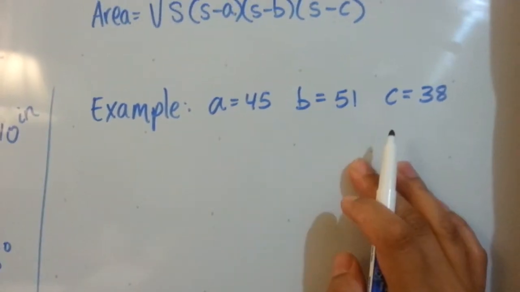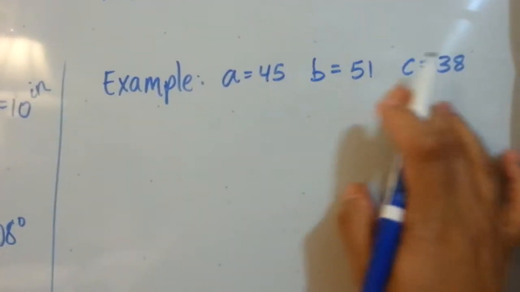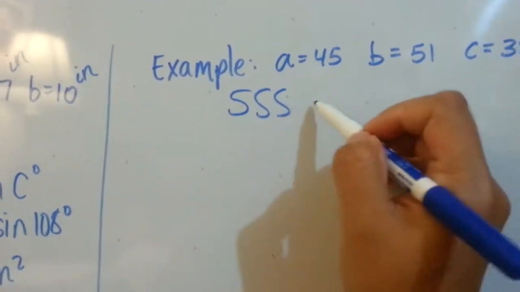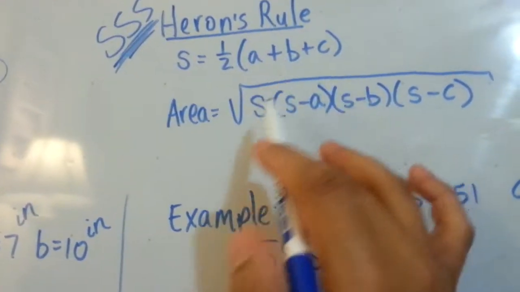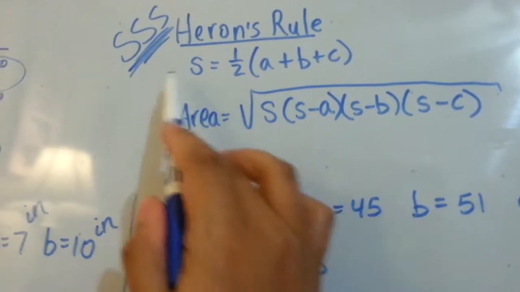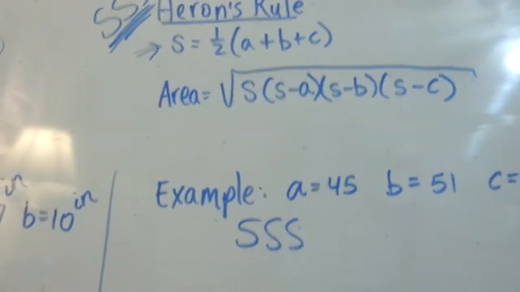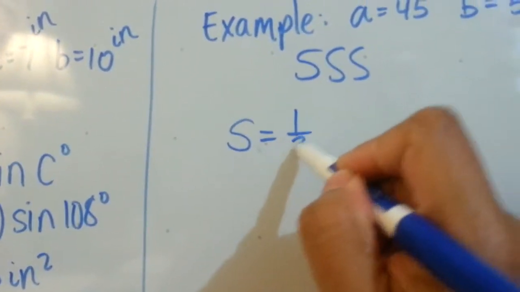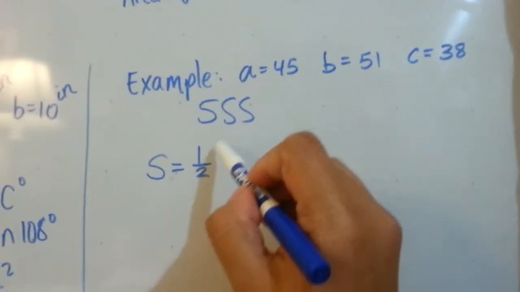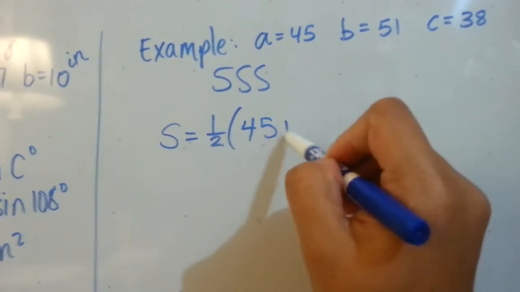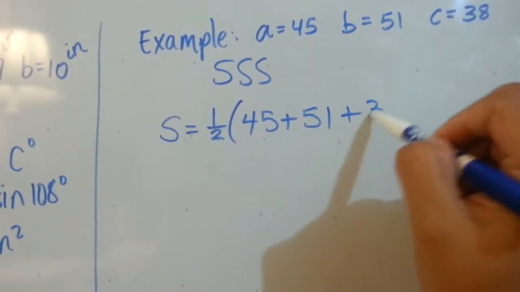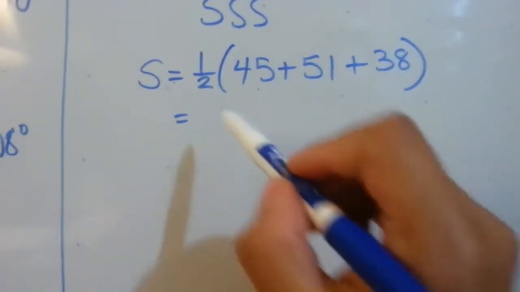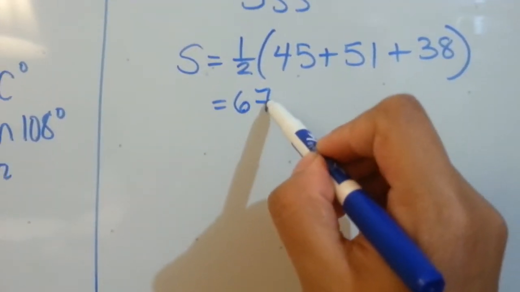Alright, this is an example of using Heron's Rule because they want the area and they've given you three sides. So this is an SSS triangle, so Heron's Rule is a lot better for SSS. So the first thing we would do is solve for the imaginary S, or the imaginary side. And that's equal to 1/2 times 45 plus 51 plus 38. And we're going to type this into the calculator, and we're going to get that this is equal to 67.